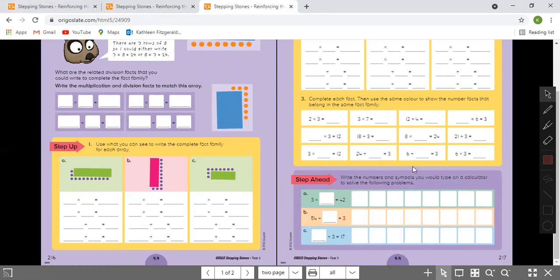Complete each fact family, and then the step ahead, write the numbers and symbols that you would type on a calculator. So 3 times something equals 42. What is it that you would type on a calculator? Okay.